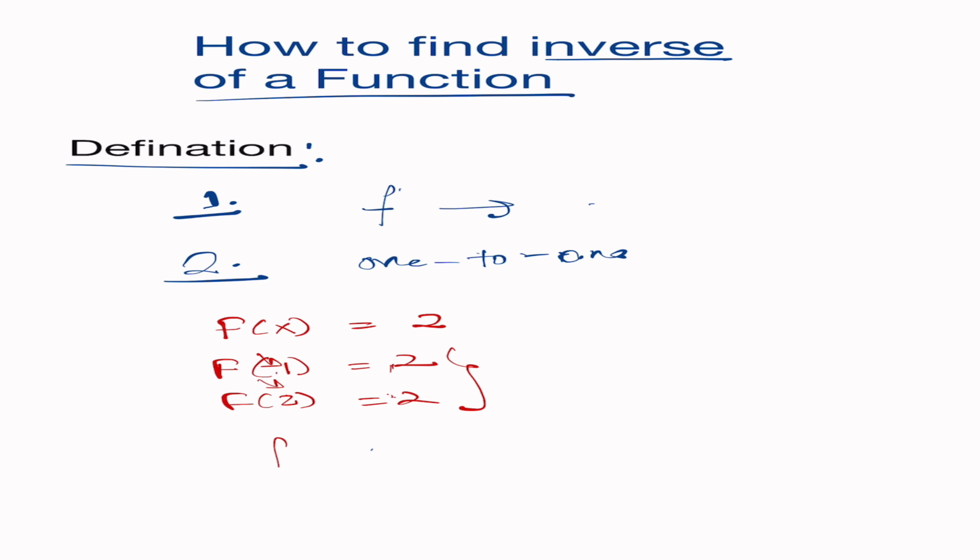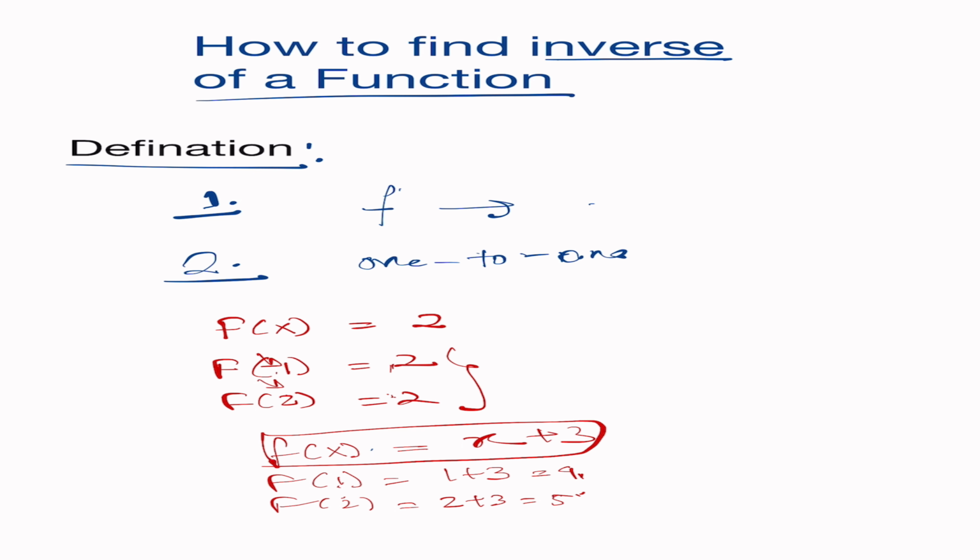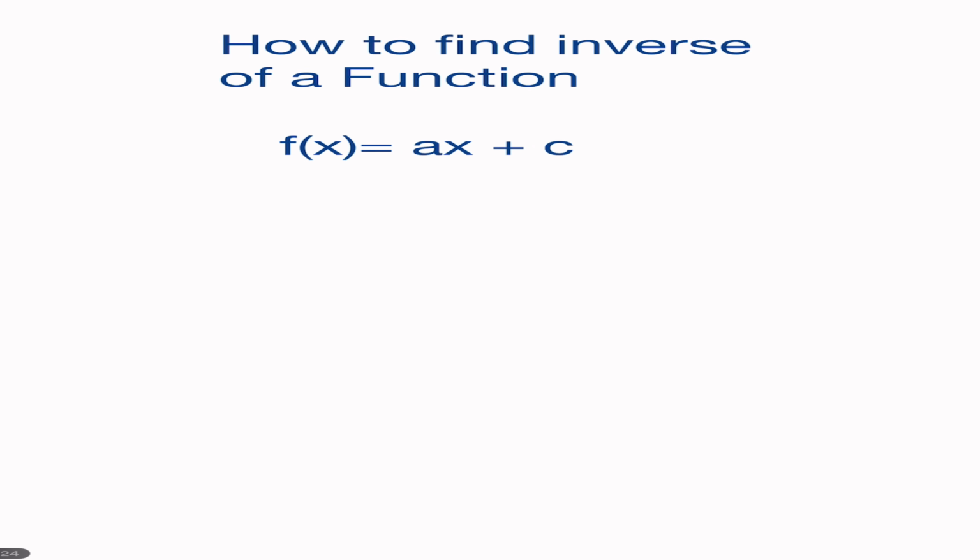But let's say you have a function like f of x equals x plus 3. f of 1 is 1 plus 3, which is 4. f of 2 is 2 plus 3, which is 5. You see, two different inputs give two different outputs. So this function has an inverse function. Okay, let's do some practice so that you understand.